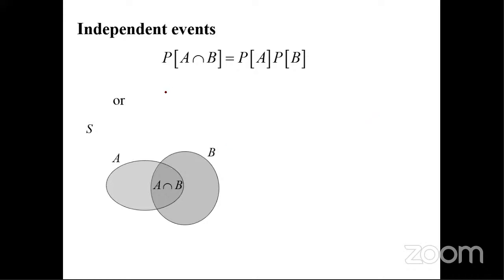Now, we have events that we call independent events. When an event is independent, meaning the occurrence of one does not affect the other, the intersection will be the probability of A times the probability of B. If the event is independent, please take note of this. The previous one that we looked at is not independent.